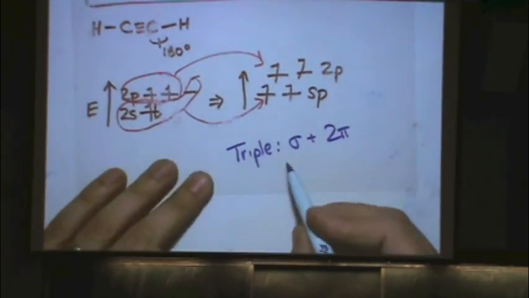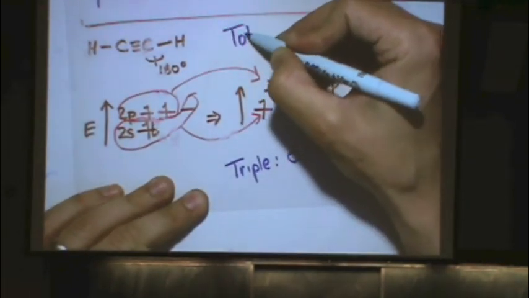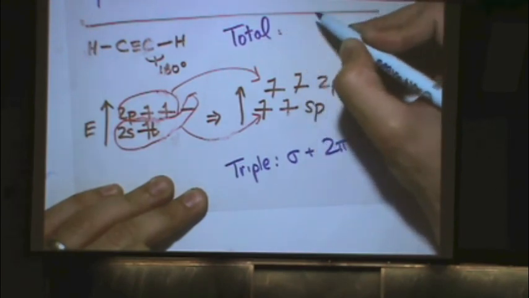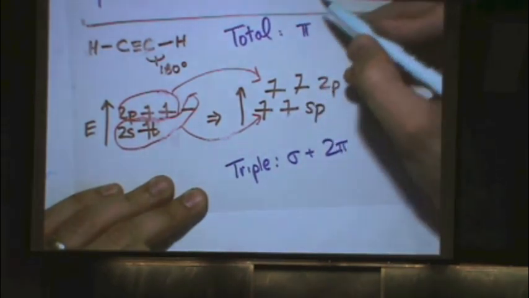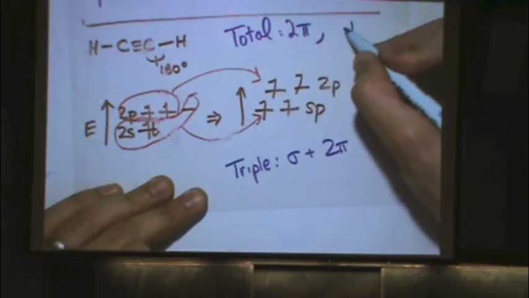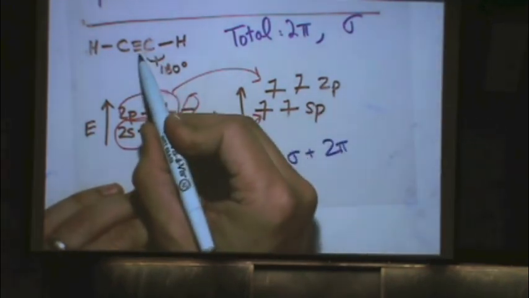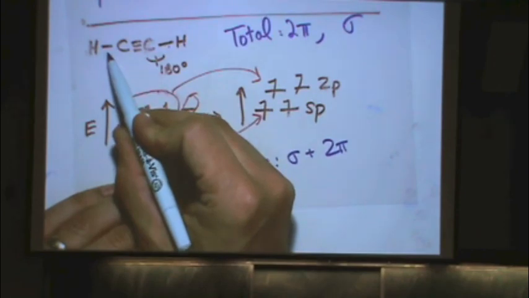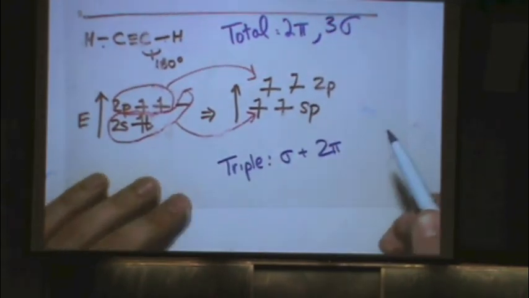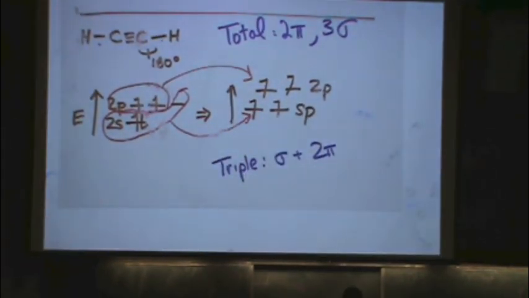So in this molecule, right here, what's the total bonds? First of all, how many pi's are there? You should say 2. And how many sigmas are there? You should say 3. 1 in the middle, and 1 here, and 1 here. Okay? All right, let's pause there. We're going to do a lot of examples next time and talk about fire.